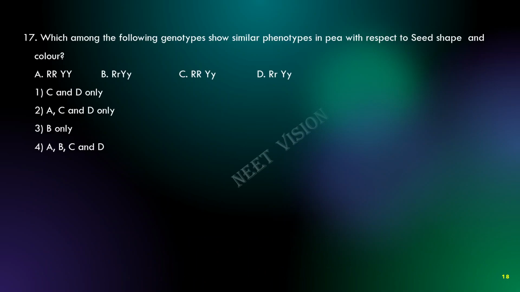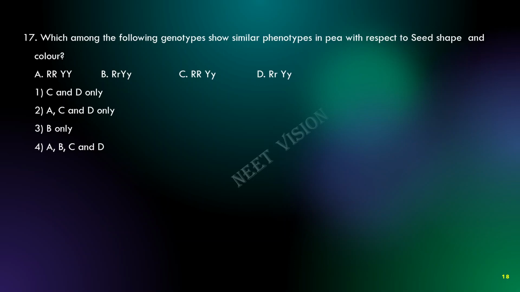Which among the following genotypes show similar phenotypes in pea with respect to seed shape and color? Among the four genotypes, which ones show similar phenotypes? Capital R capital R capital Y capital Y, capital R capital R capital Y small y: round and yellow. Capital R small r capital Y capital Y, it is also round and yellow. Capital R small r capital Y small y, it is also round and yellow.